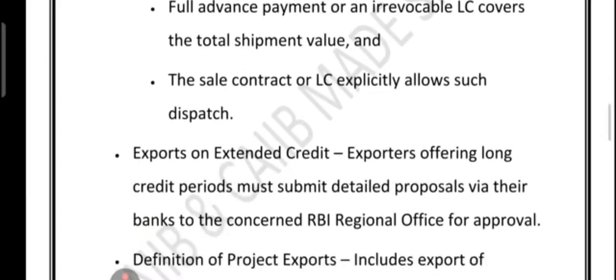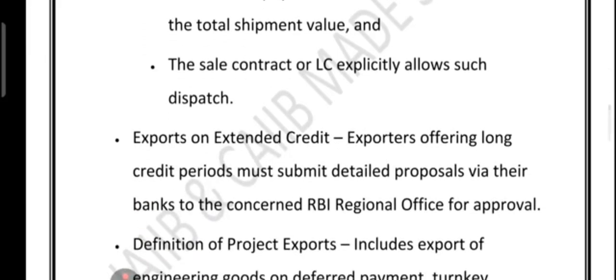Third, there is something called export on extended credit. If you are selling goods but giving a very long time for payment, say more than a year, say more than usual, you can't just decide on your own. You have to submit a proper proposal through your bank, and the RBI regional office must approve it.